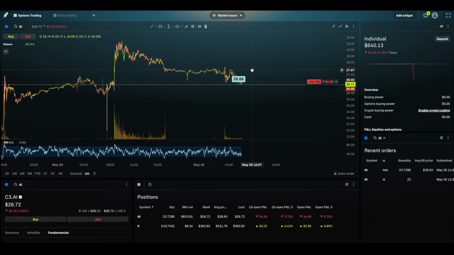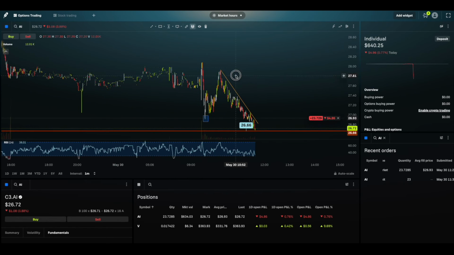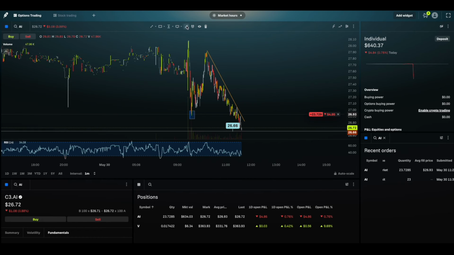Let's get rid of that. I'm not sure what the magnet does. Let's see what this is. I have no idea what this is. We get rid of the magnet.